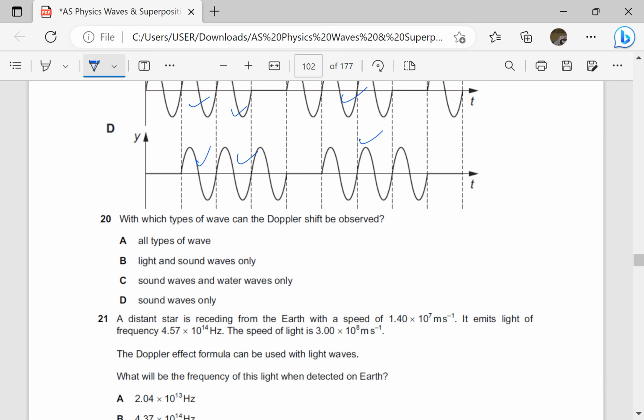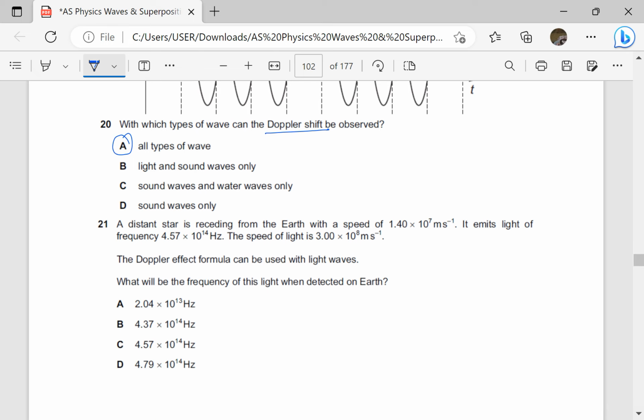With which types of wave can the Doppler shift be observed? Doppler shift can be observed by all types of waves. Although in sound we commonly call it Doppler shift, in light we normally call it redshift. So this is going to be with all waves.